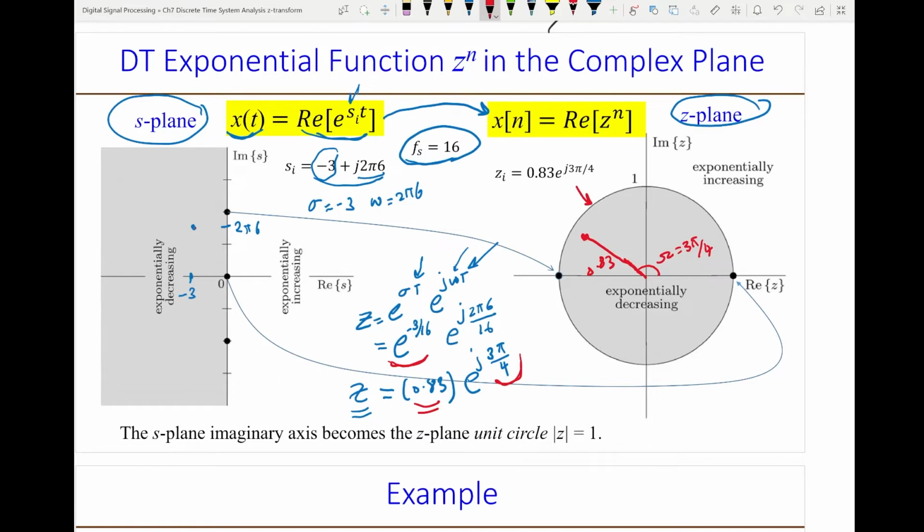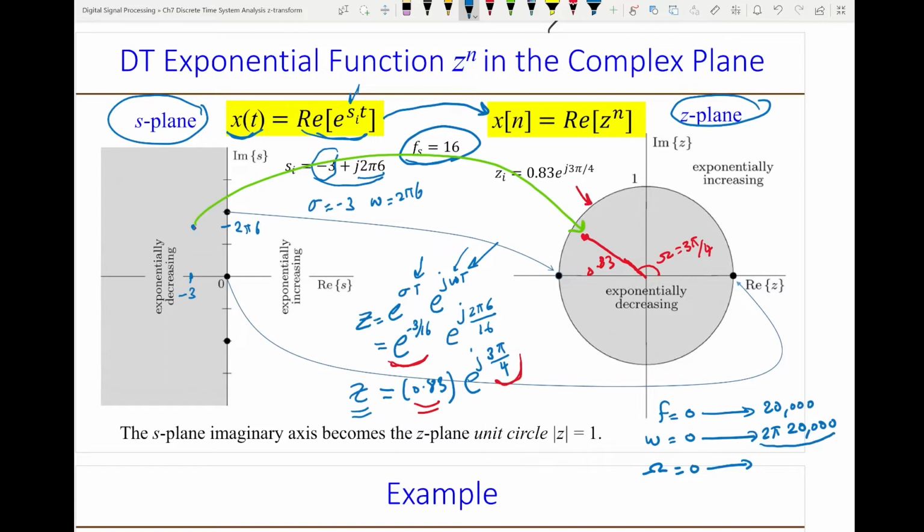So this point is mapped to here, from the S plane to the Z plane. Now, if I have a continuous signal, like speech, with frequency f ranging from 0 to 20,000 hertz, then omega will range from 0 to 2π × 20,000. Now, if I sample this continuous signal at the Nyquist rate, which is 40,000 per second, then the digital omega will range from 0 to 2π × 20,000 divided by 40,000, which gives you π.